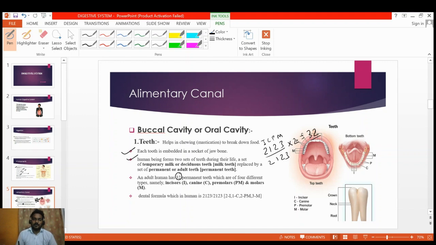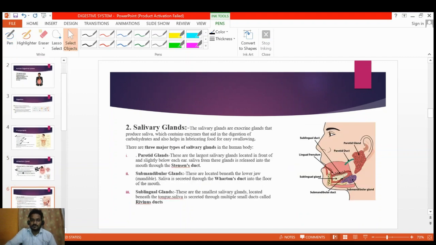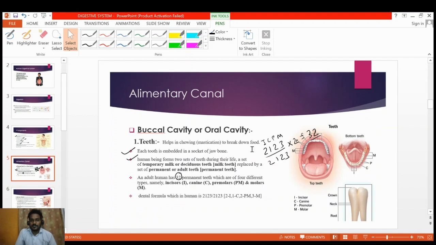Okay, now next to this, the functions of different sets of teeth, like we have incisors, canine, premolars, and molars. So the incisors play a very important role. Here you can observe in the diagram that this starting portion of the mouth consists of incisors. These are responsible for cutting. Function of incisors is exactly cutting.